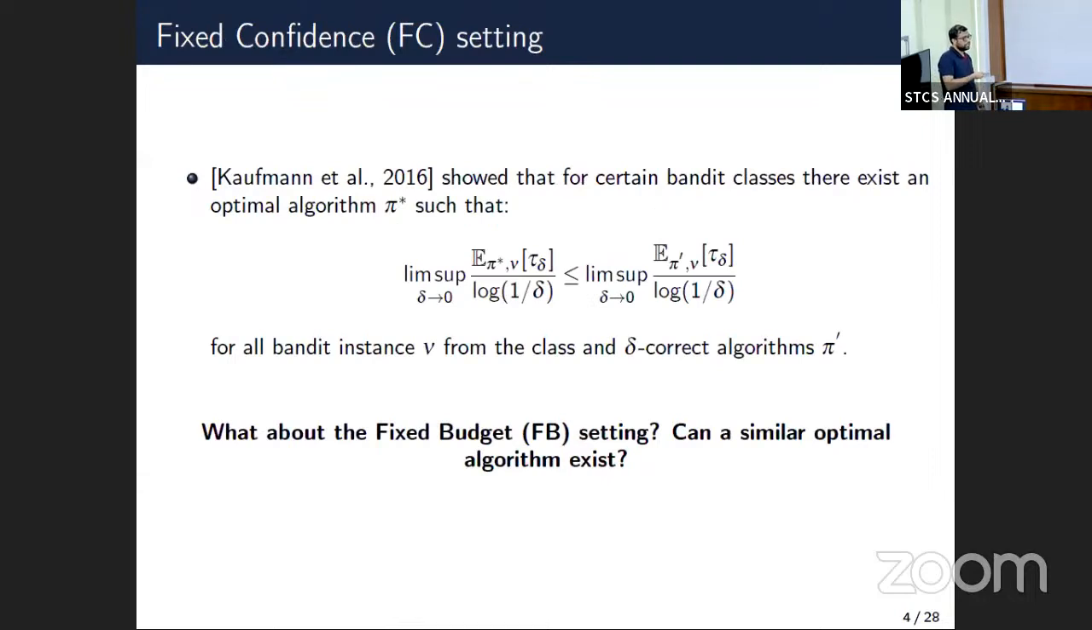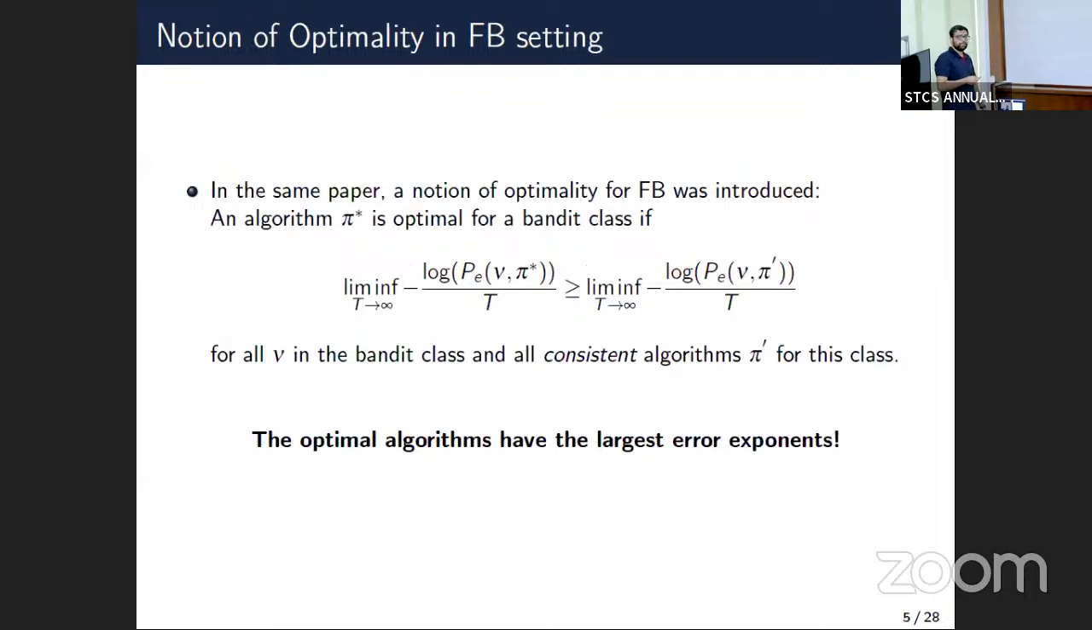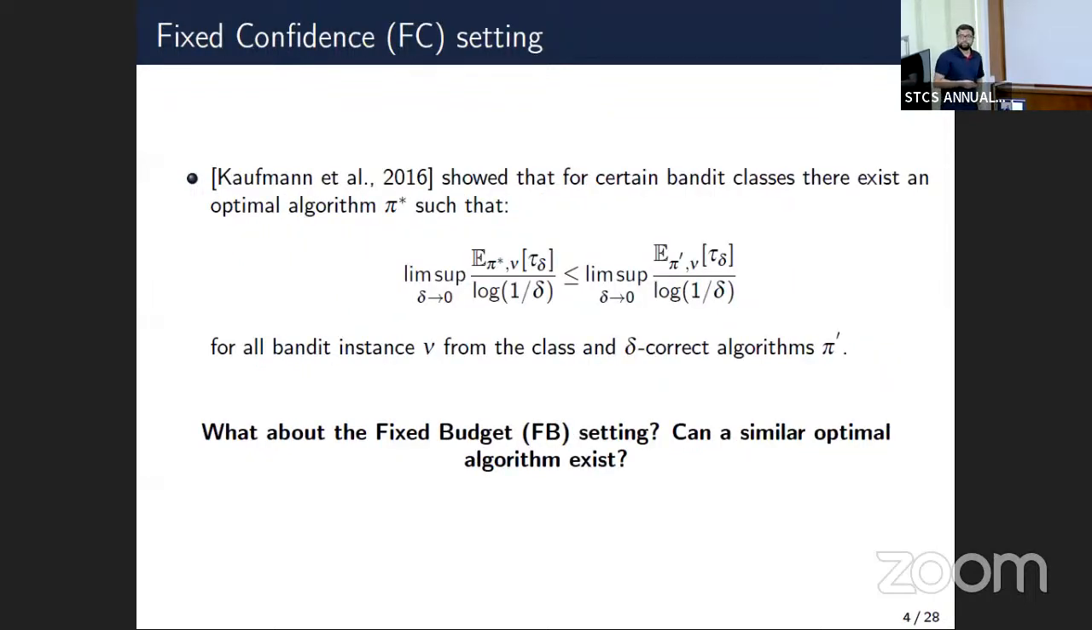So, as mentioned in yesterday's talk, Kaufmann's work in 2016 showed that there exists an asymptotically optimal algorithm for certain classes of bandits, where asymptotically, as the confidence parameter goes down to 0, you achieve the optimal sample complexity. The question was, in the fixed budget setting, can we have a similarly asymptotically optimal algorithm? So we defined an optimal algorithm pi star. It has the smallest sample complexity, which is the expected stopping time, and you divide by log 1 by delta, because that's the correct scaling given by large deviations.